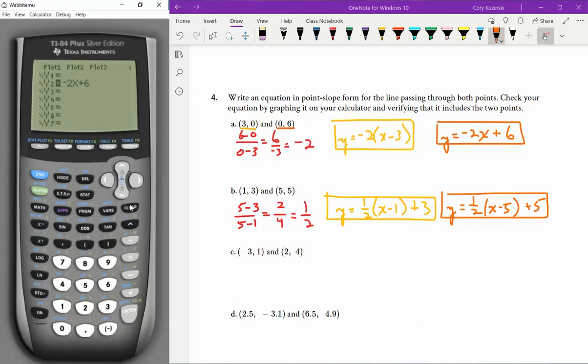So let's pick one of these. I'm going to do both of them. I mean, it just makes sense to check it. So 1/2 or 0.5 times x minus 1 plus 3. And then we got the 1/2 or 0.5 times x minus 5 plus 5. Second table, they're the same. They go through 1, 3, and they both go through 5, 5.